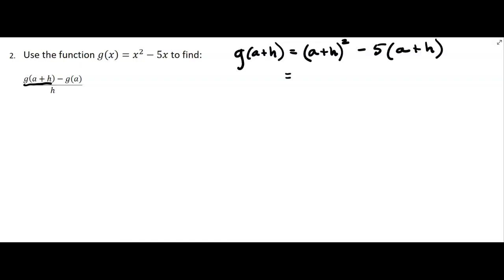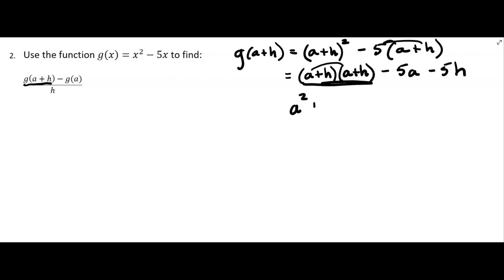Now, we do want to multiply this out. You have to multiply out a plus h times a plus h. Sometimes that's the hard part. You're going to distribute that minus 5. I was going to do it on the next step, but I'll just do it now. So you have minus 5a minus 5h. Okay, but this, I have to multiply that out. You can use FOIL. You're going to get a squared plus ah plus another ah plus h squared, minus 5a minus 5h.